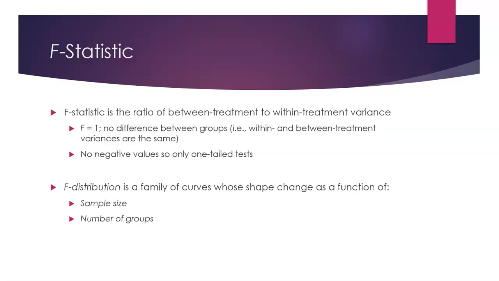And then we ended by talking about the fact that, like the t distribution, the F distribution is not a single curve, but rather a family of curves. The shape of those curves changes as a result of the sample size, which is the same as the t-test, but it also varies as a function of the number of groups included in the test, right? So that's another way in which ANOVA helps us to reduce the risk of type 1 error.